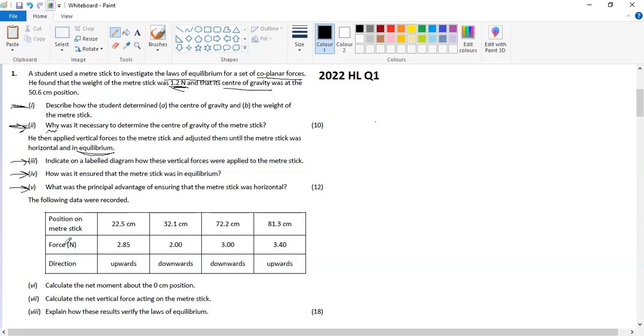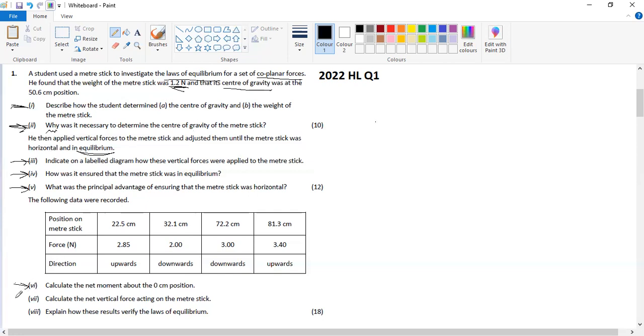And they never give you a data table and not ask you to do anything with it. The first thing is calculate the net moment about the 0 centimeter position. And maybe it's coming back up in your head. You might be thinking of clockwise, anti-clockwise moments, things like that. That's where we're going with this. So if that's kind of ringing a bell, you're on the right track.